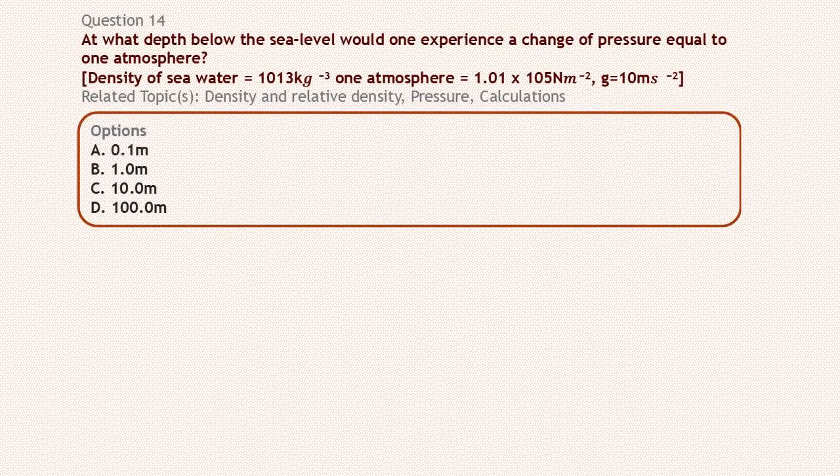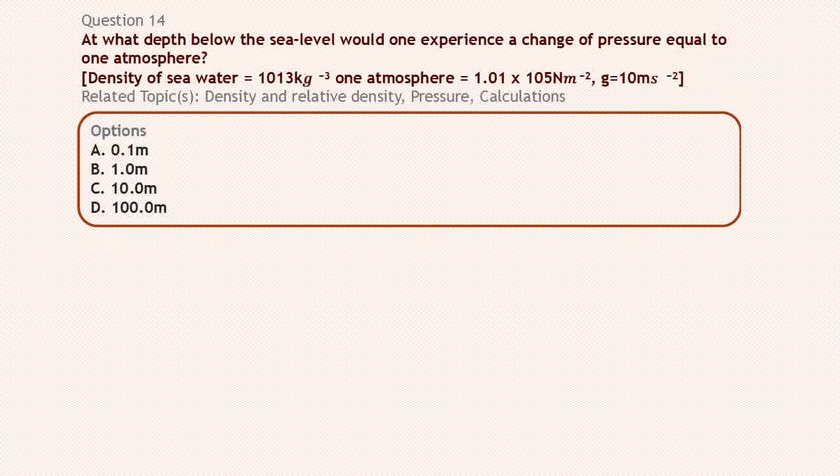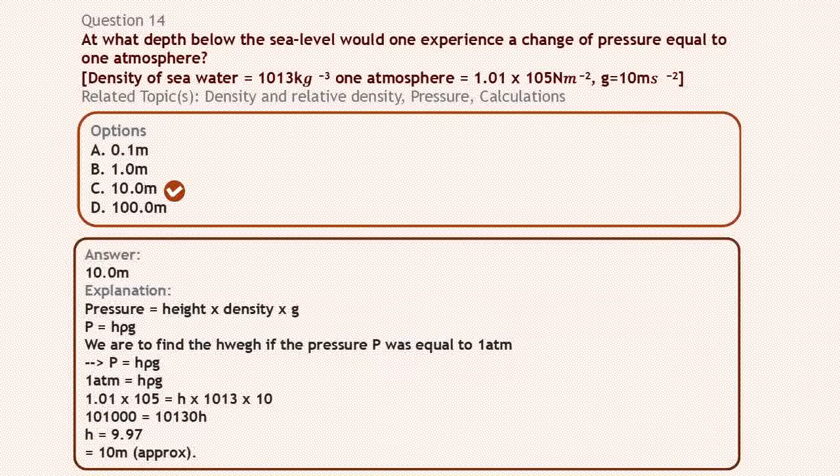Alright, so we want to know at what depth are we going to experience a change of pressure equal to 1 atmosphere. The formula for pressure in a liquid is given as h rho g, that is the height times the density times g. So you want to know at what height h the value of what we have here is going to be equal to 1 atmosphere. So we just equate this to 1 atmosphere, then substitute for the other values that we have, and then find our h here.